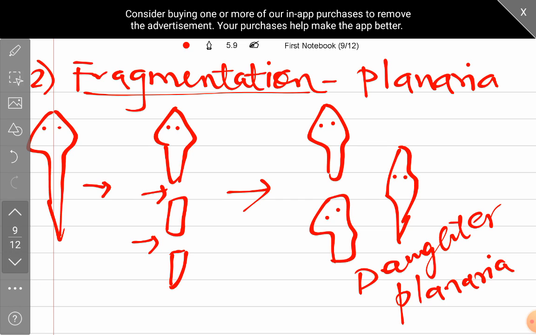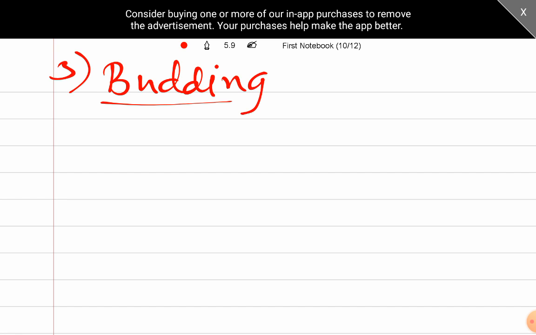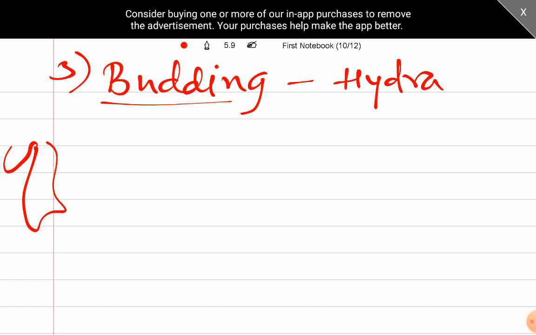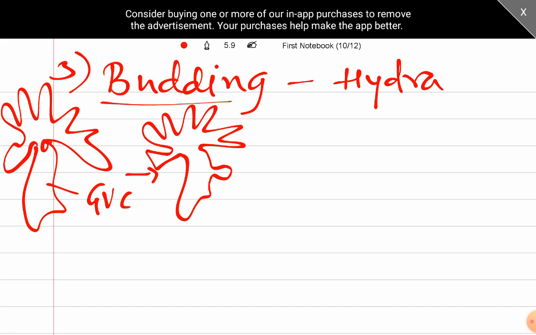The next type, the third one, is called budding, and the example is hydra. See, this is one hydra with a lot of tentacles. This is a mouth. This is the GVC, gastrovascular cavity. This is a parent. When this parent undergoes reproduction, then a small bud is developed here. So this is a bud, the development of the initial bud.